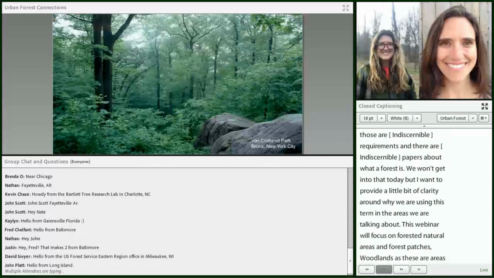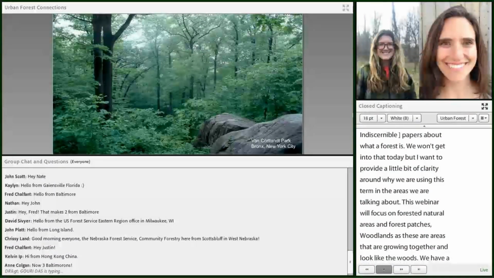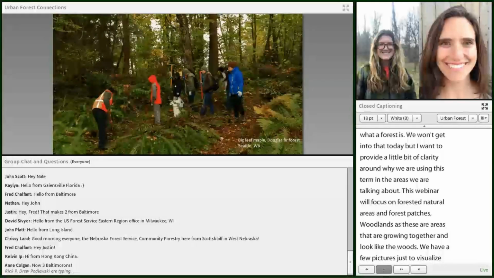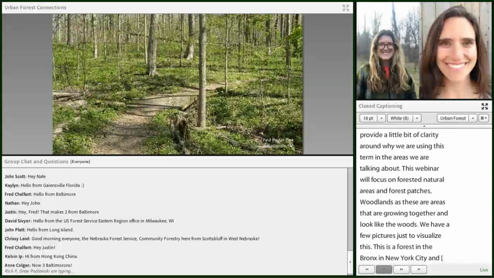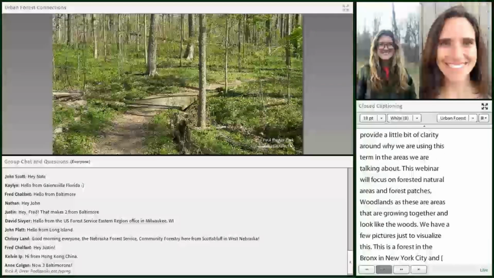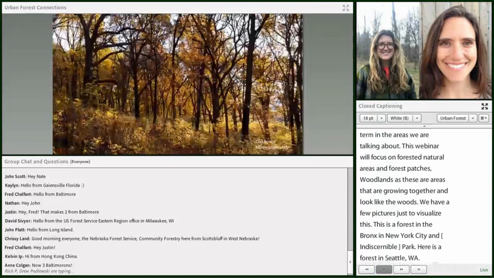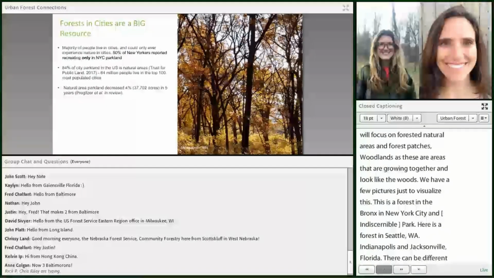So we have a few pictures just to visualize this. So this is a forest in the Bronx in New York City in Van Cortlandt Park. Here's a forest in Seattle, Washington, Indianapolis, and Jacksonville, Florida. And so there can be a lot of different conditions. Oh, also Minneapolis, Minnesota.